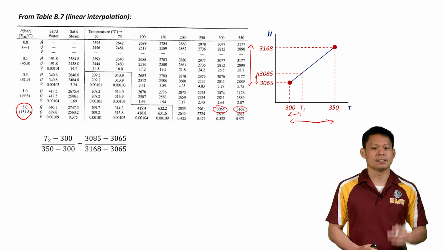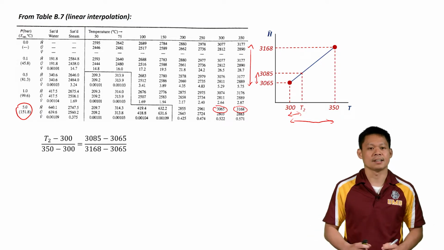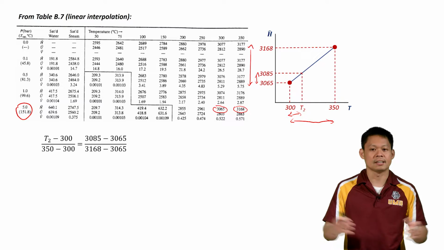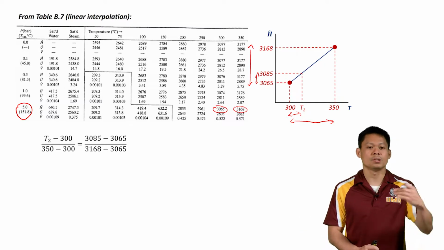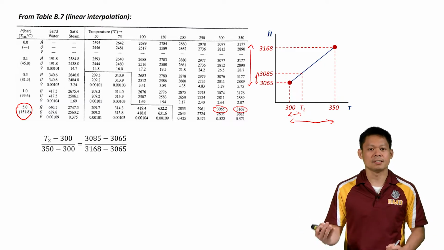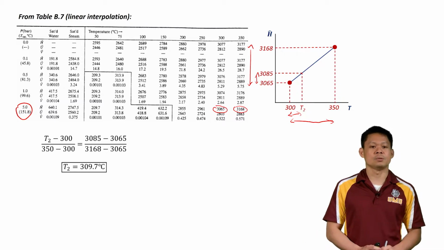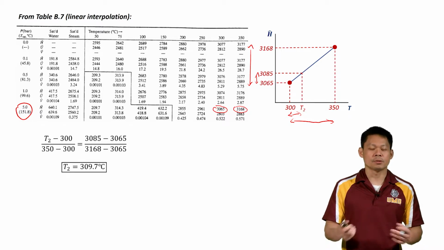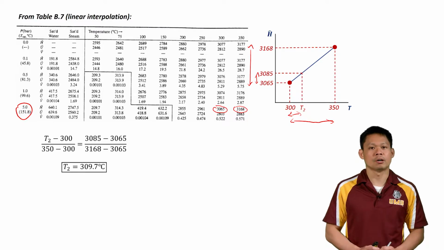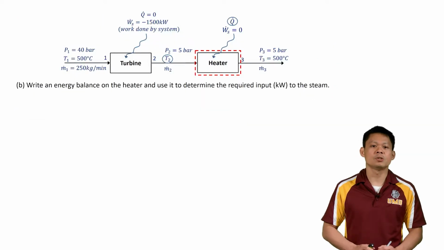So if we just write that, the left-hand side is the length on the x-axis, T2 minus 300 over the entire length, is equal to 3085 minus 3065 over the entire height over there. With that, I can calculate T2 right away, and so we can estimate T2 as 309.7 degrees C. All right, so that's part A. We are able to solve for our temperature in our stream 2. Let's go on to part B.